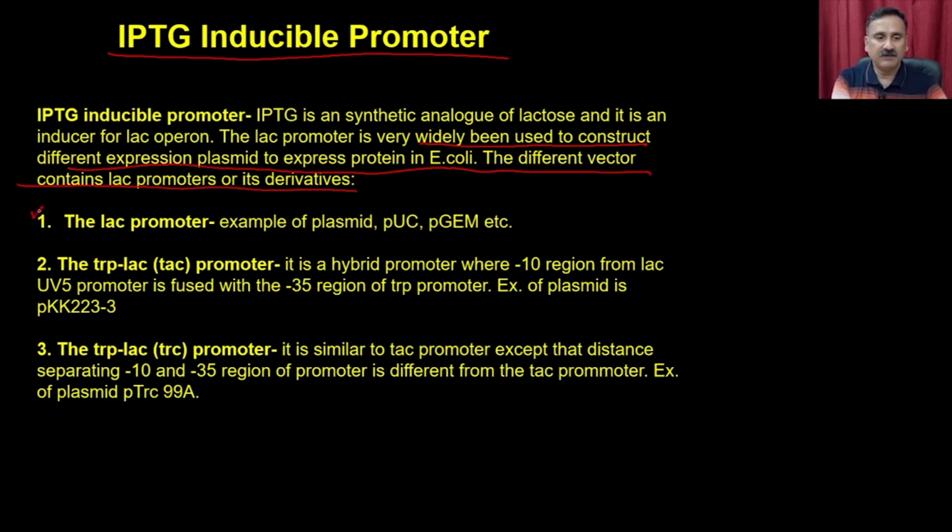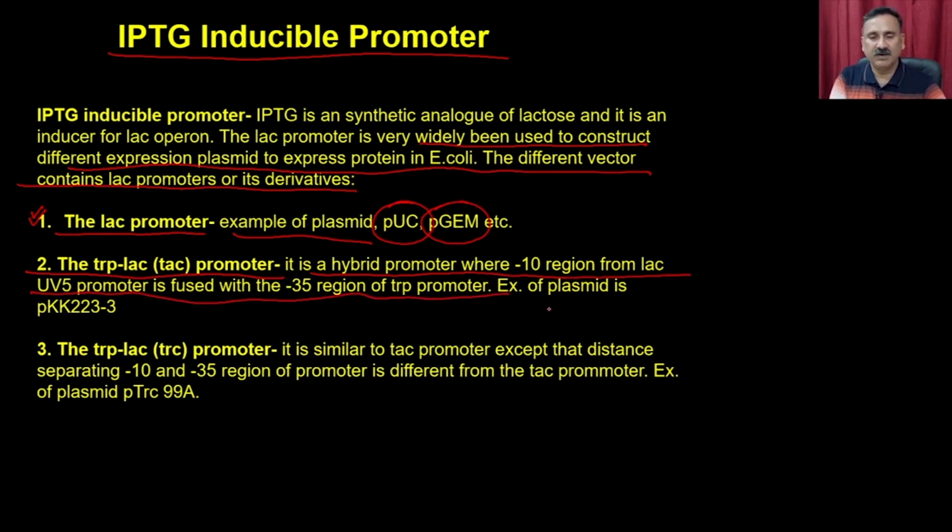So, you have different types of promoters. You have the lac promoters. Examples of plasmids are the pUC series and pGEM. Then you also have the tac promoters. The tac is a hybrid promoter, with some region from the tryptophan promoter and the lac promoter. The -10 region is from the lac UV5 promoter and it is fused with the -35 region of the tryptophan promoter. An example is pKK223-3.